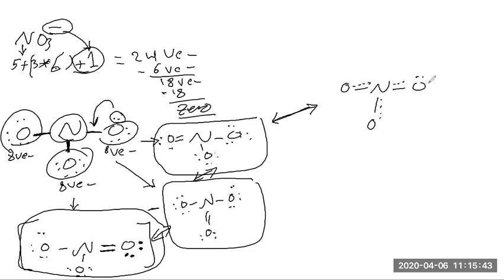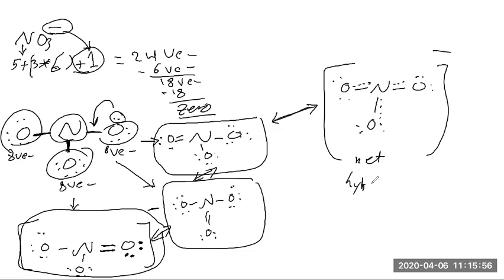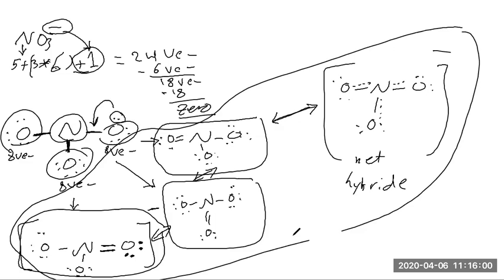And don't forget to put lone pair, lone pair, lone pair, lone pair. Minus 1. This is the net, the hybrid. And this, we call it resonance, the resonance structure.